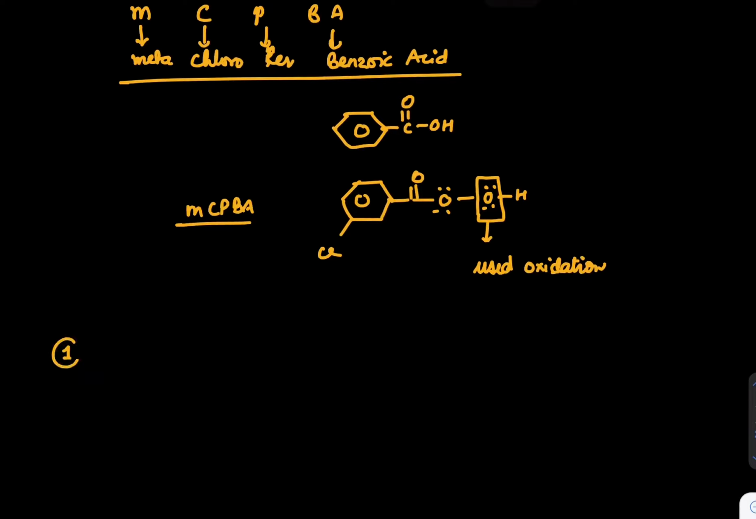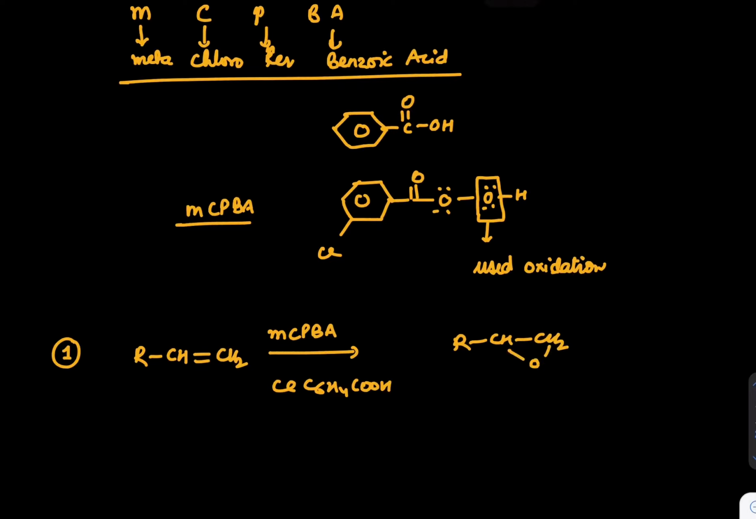Point number one: you can write RCH double bond CH2, which is an alkene, let's say it's given, and somebody brings mCPBA, or they can write Cl C6H4 CO3H. What you're supposed to do is simply take this compound, put oxygen, and draw this kind of epoxy group. Along with that, C6H4 CO3H rather, because one more O is here. While leaving, this will become C6H4 C double bond OH, and Cl is at this place.